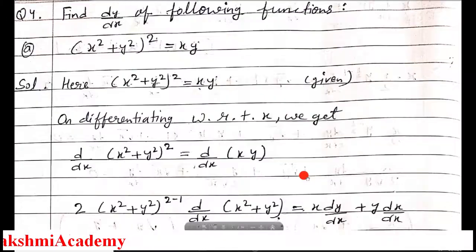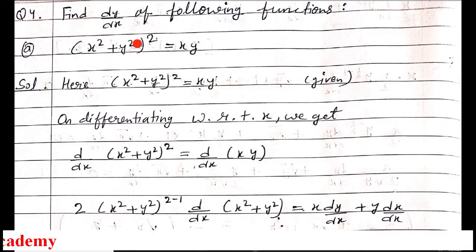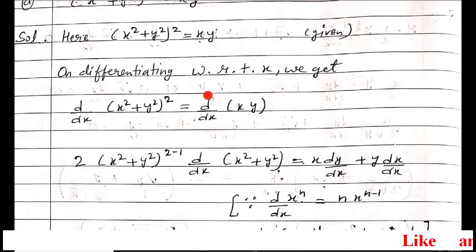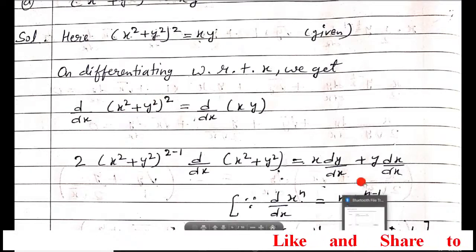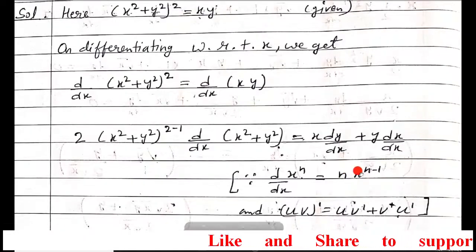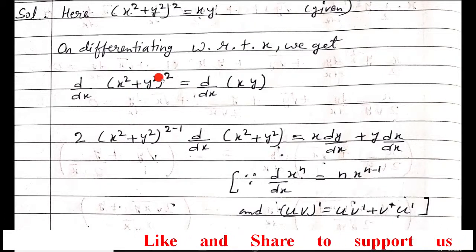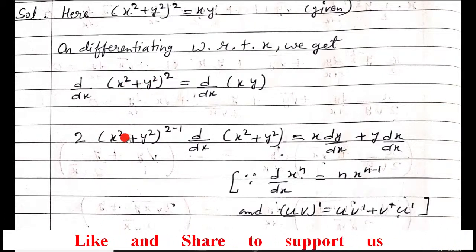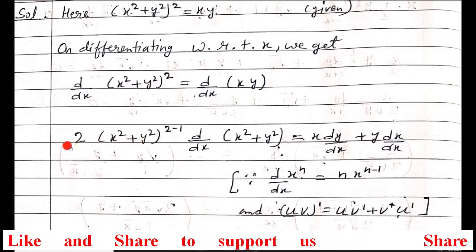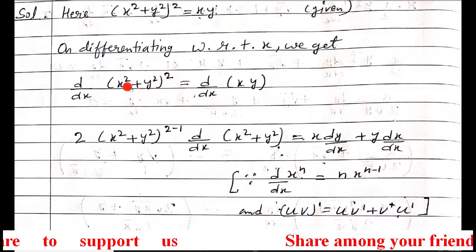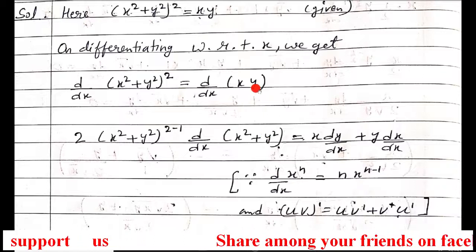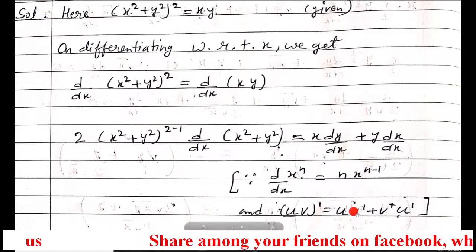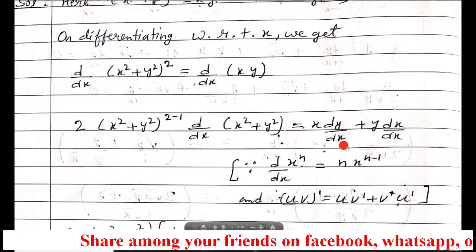Now we'll move to question number 4. In question number 4, again we have to find out dy over dx. So we'll differentiate it with respect to x. To differentiate it, we'll use the formula x to the power n, that is n x to the power n minus 1. So 2, then this complete is our x. So n x to the power n minus 1. Then according to the chain rule, we have to differentiate this x square y square again. Now here just use the u dot v formula. So you will obtain this.